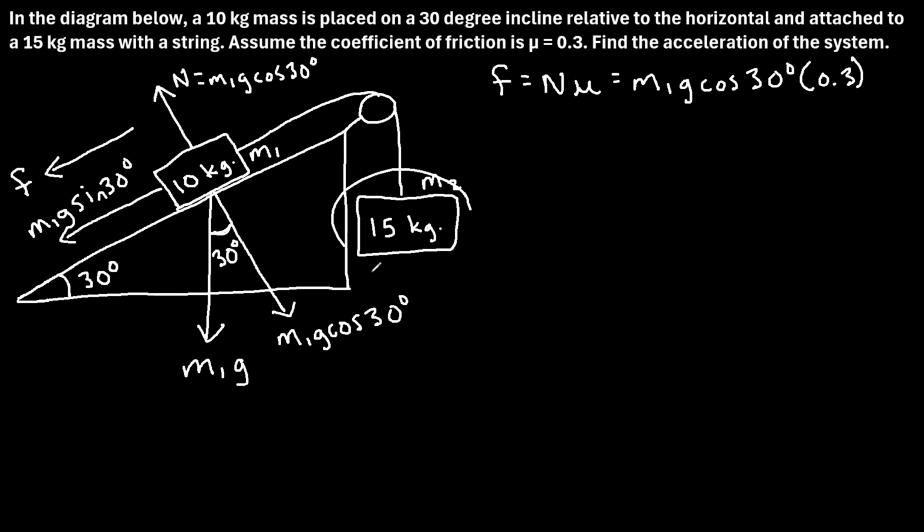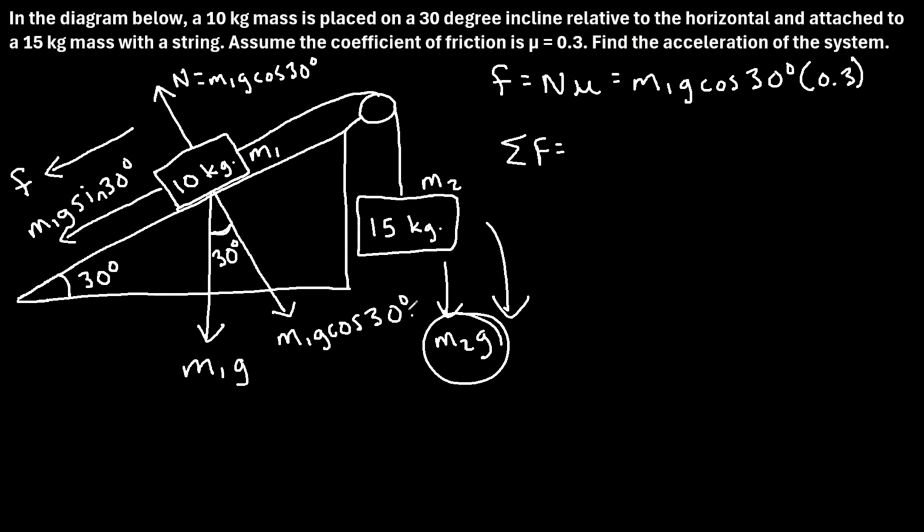Now on this block, we also have gravity pulling it down. So the force of gravity is simply going to be the mass of this block times g. So we'll say m2 times g, the magnitude of gravity. So what we can say is that the net force acting on this entire system, we'll say that this is the positive direction. So we'll say this is the positive direction of acceleration.